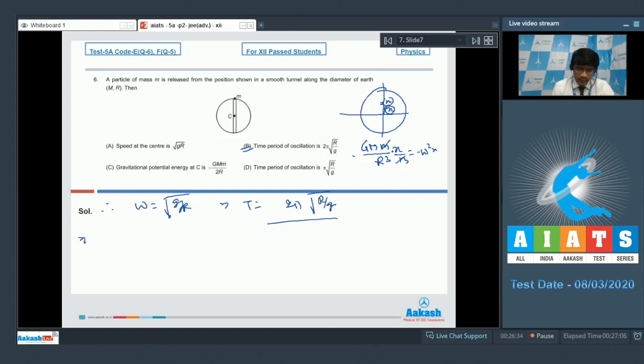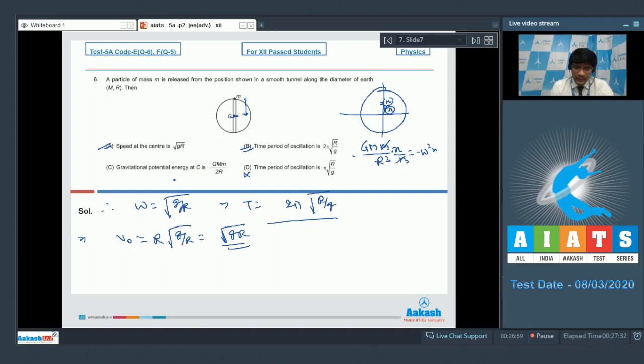Speed at the center. At this point, the speed would be how much? Maximum value, A into omega. A is the amplitude, that means this is the amplitude here. It would be R, and omega was? It was root under g by R. So definitely it is root of gR. So option A is also the correct answer. Time period of oscillation, this one would be the wrong option.